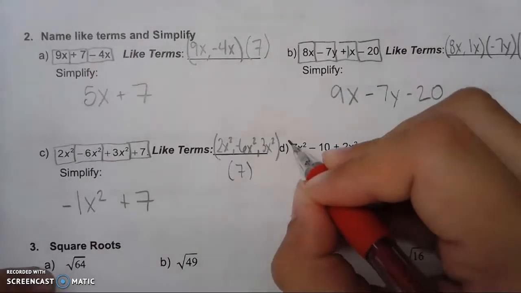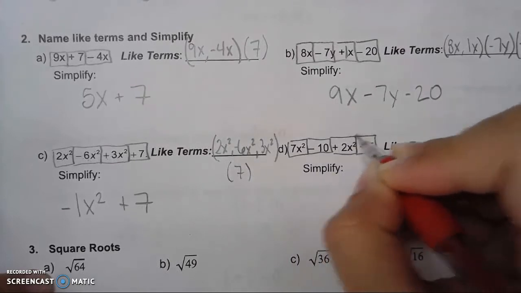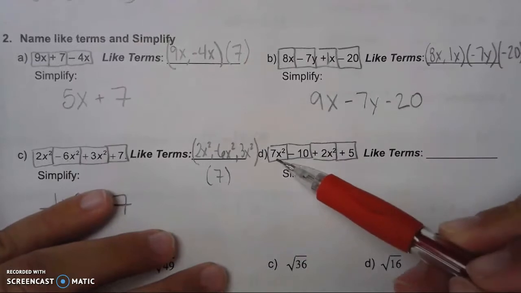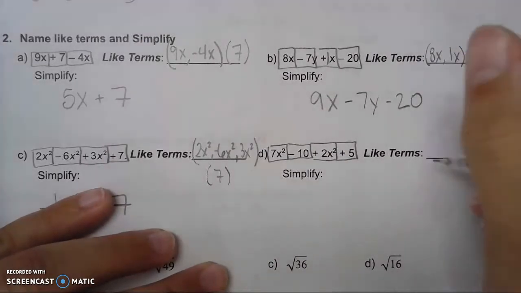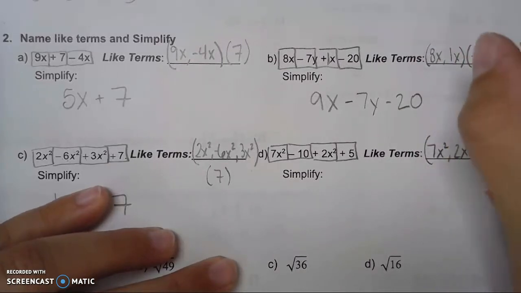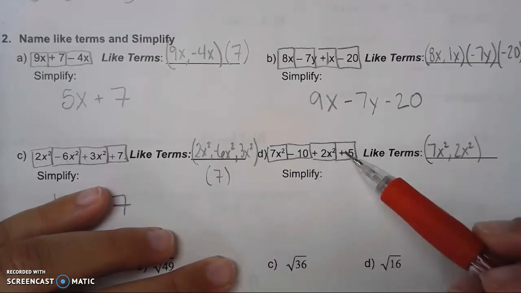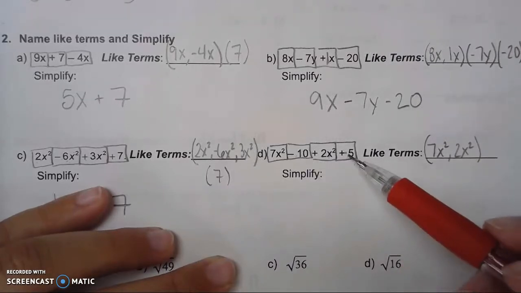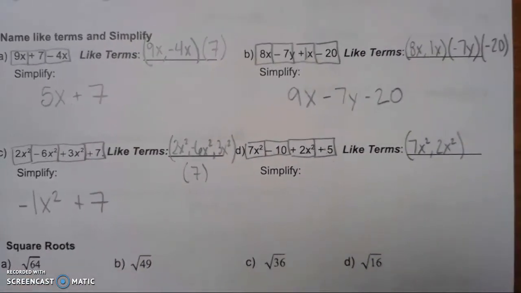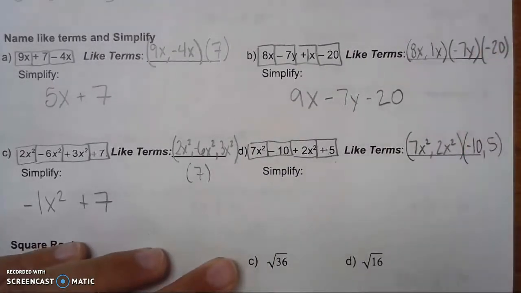Alright, and our last one, so I'm going to box in my terms, make sure I include the operation that's before it. And looking here, it looks like my 7x squared and my 2x squared are like terms. So over here, 7x squared and 2x squared. And then notice how I now have two constants. So this negative 10 and 5 are like terms because they have no variables attached to them and they're just my constants. So constants will always be like terms together. So this will be negative 10 and 5.